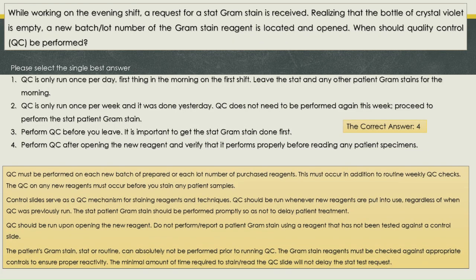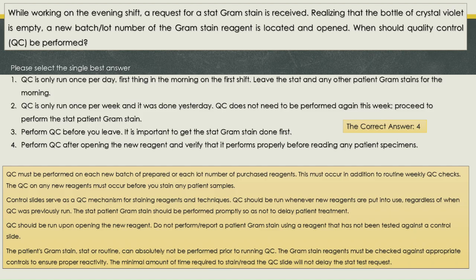The correct answer, 4. Perform QC after opening the new reagent and verify that it performs properly before reading any patient specimens. QC must be performed on each new batch of prepared or each lot number of purchased reagents. This must occur in addition to routine weekly QC checks. The QC on any new reagents must occur before you stain any patient samples.